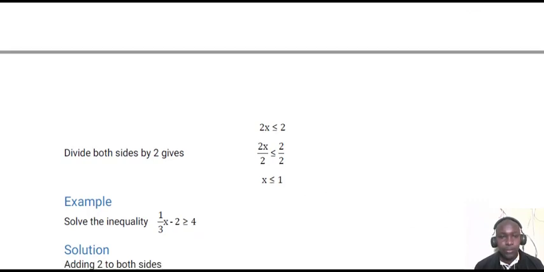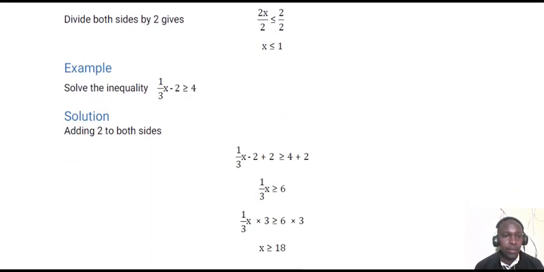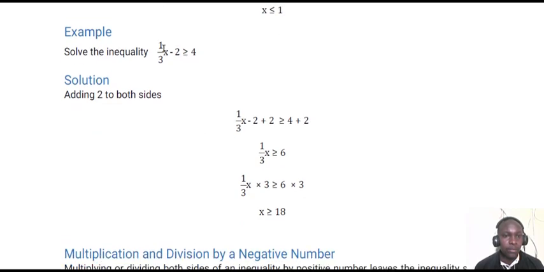Another example, example number 4. This one has a fraction. One third x minus 2 is greater than or equal to 4. Our aim is to get x, so we start by adding 2. To eliminate this negative 2, we add 2 to both sides. On this side, you're going to remain with one third x, since negative 2 plus 2 is 0. So we have one third x is greater than or equal to 6.